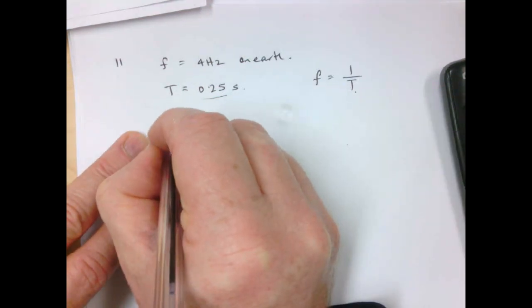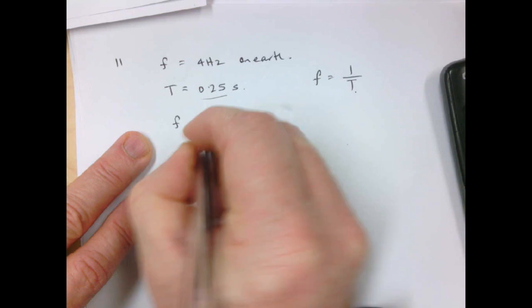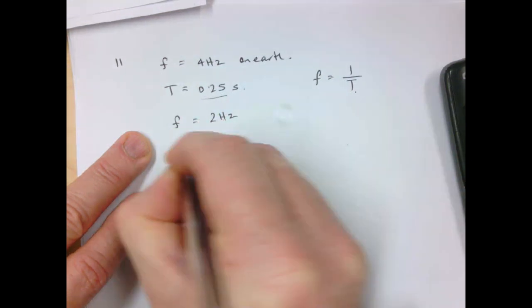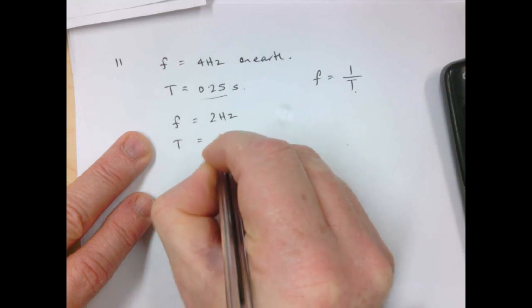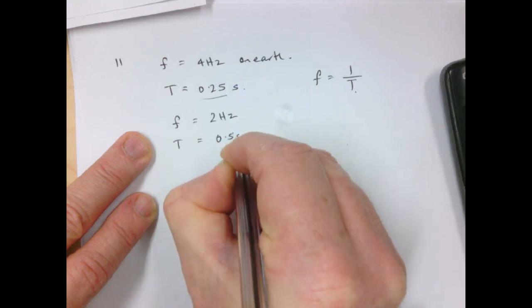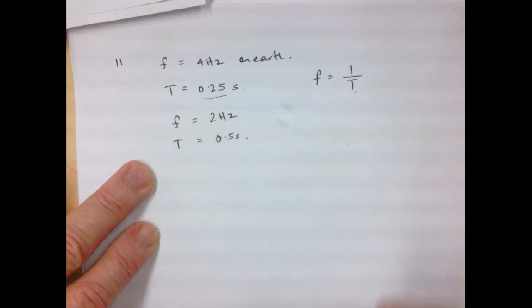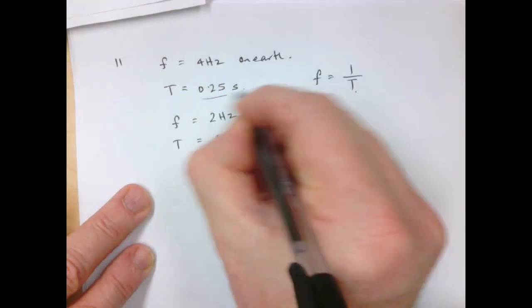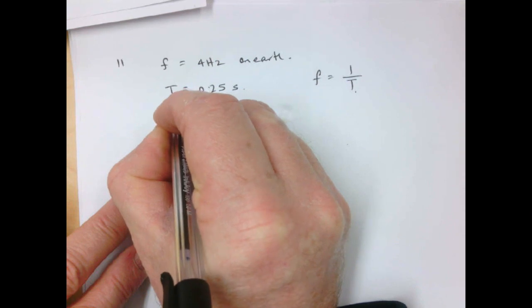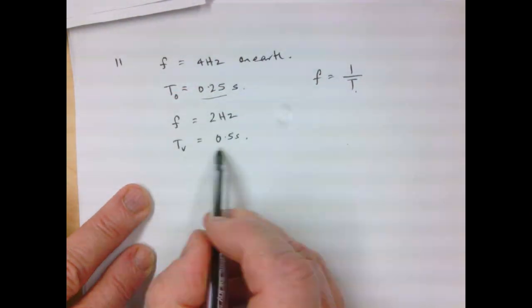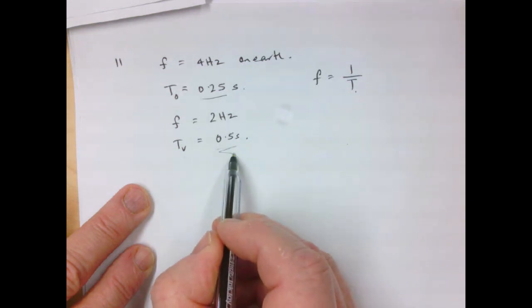When it's on the spacecraft, it's 2 hertz, and so the period would be 1 over 2, which is 0.5 seconds. Okay. So this is the stationary value. This is T0, and this is the Tv. So this is the dilated time, the longer time.